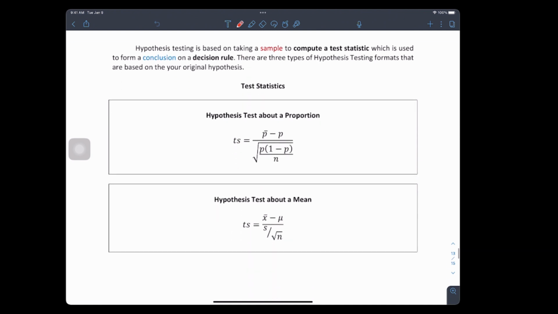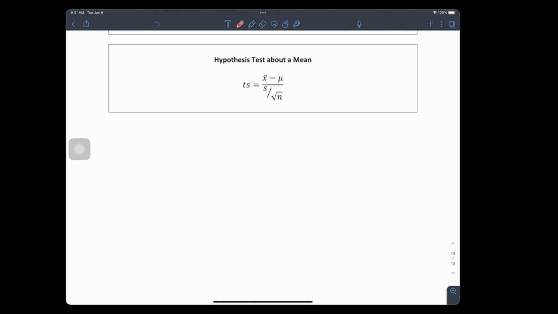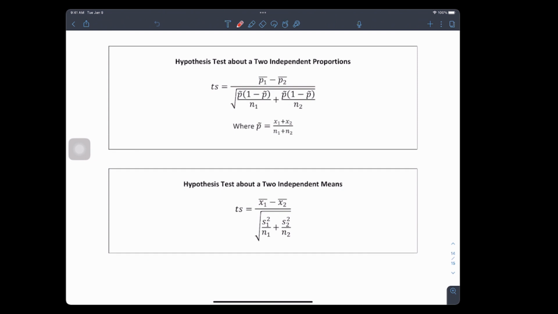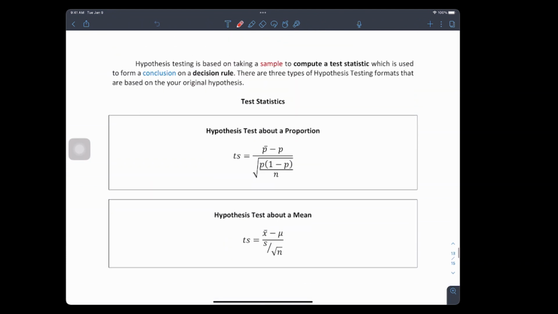But you know the formulas for test statistics that we used in the old days? You'd have to punch all that stuff into a calculator, and that's how you computed the test statistic. You had a test statistic about a proportion, about a mean, about two independent proportions, two independent means. There were various formulas that we no longer use. All we're going to use is the TI calculator. We're not even going to use the Z table anymore. That's it. One proportion Z-test.